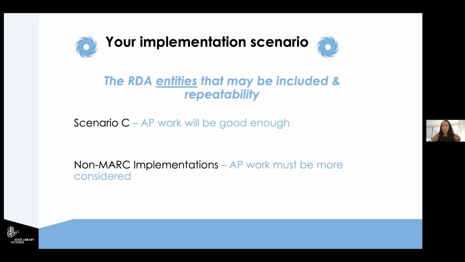Another little whirlpool here is about the RDA entities that may be included and their repeatability. Because point number one in the application profiles guidance is an application profile specifies the RDA entities that may be included and their repeatability. So here's where our implementation scenario really kicked in for me. Scenario C, RDA implementation scenario. Got it. Don't worry.